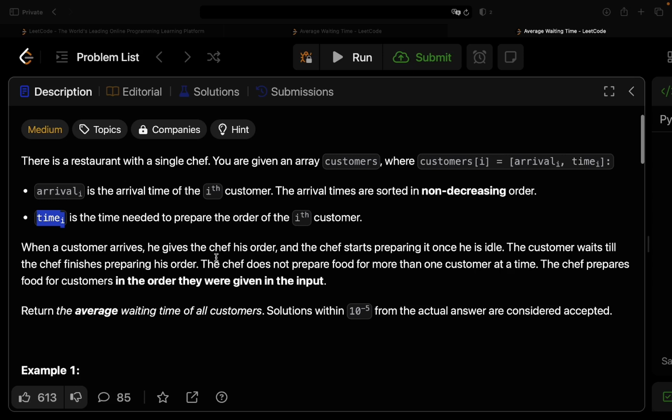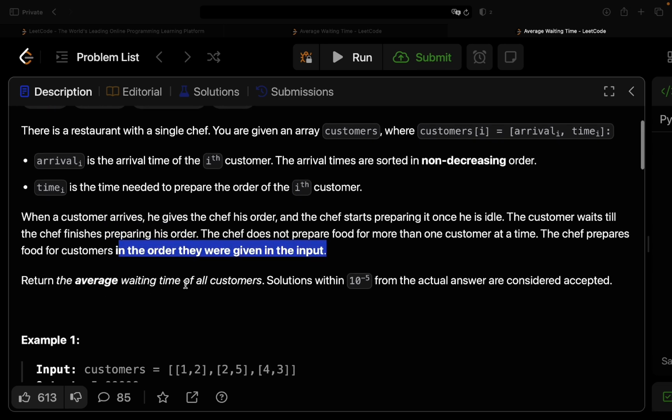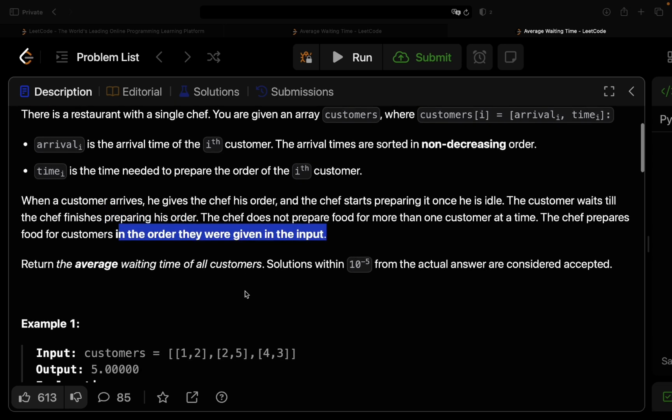When a customer arrives, he gives the chef his order, and the chef starts preparing it once he's idle. The customer waits until the chef finishes preparing his order. The chef does not prepare food for more than one customer at a time. The chef prepares food for the customers in the order they were given in the input. Return the average waiting time for all customers.